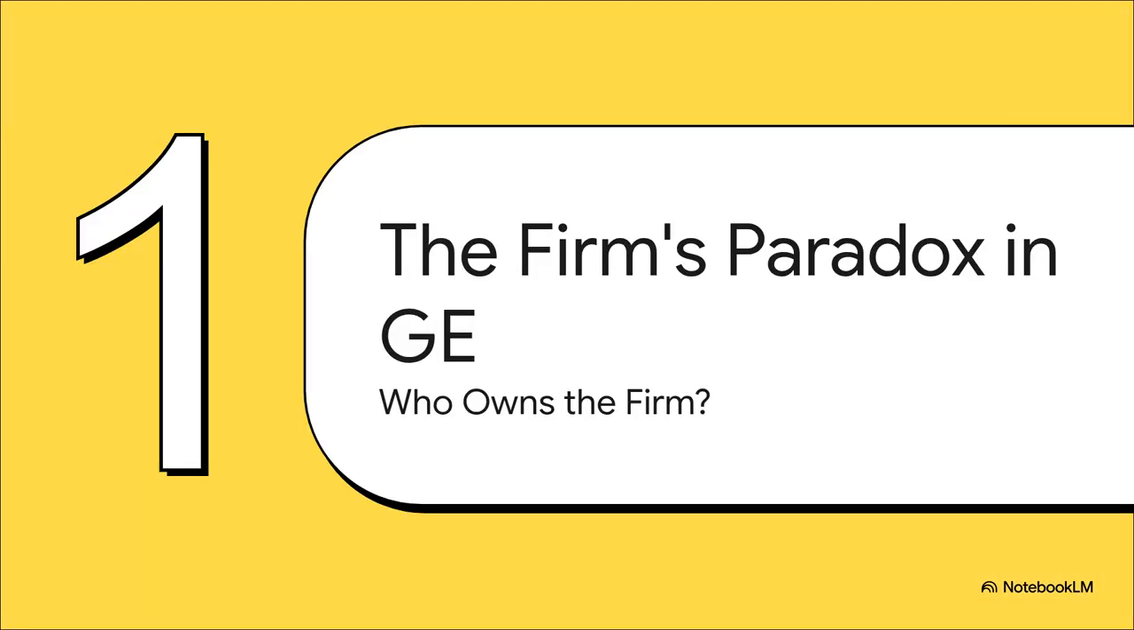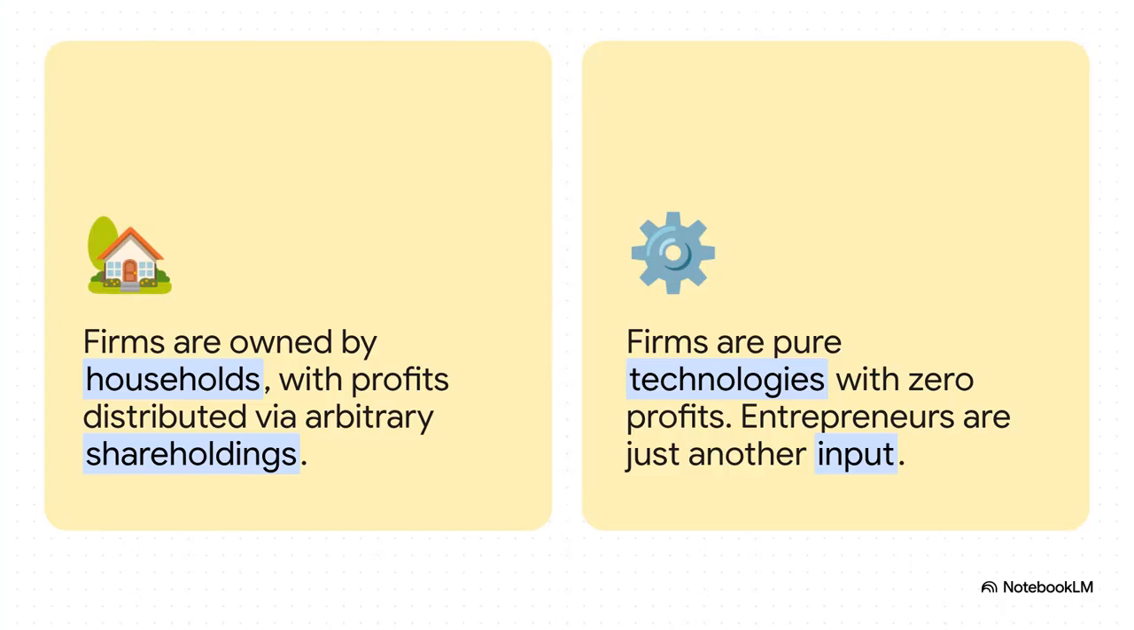So to really get why this paper is such a big deal, you first have to appreciate this fundamental paradox in GE theory: who actually owns the firm? Historically, the field has been split. On one hand, you have the Arrow-Debreu world, where firms are basically just black boxes. They're owned by households, but who owns what is pretty arbitrary, and they just exist to pass profits along. On the other hand, you have McKenzie's view, where firms are nothing more than production functions. With constant returns to scale, they make zero profit, and the entrepreneur isn't a special owner. They're just another input, like labor or capital.